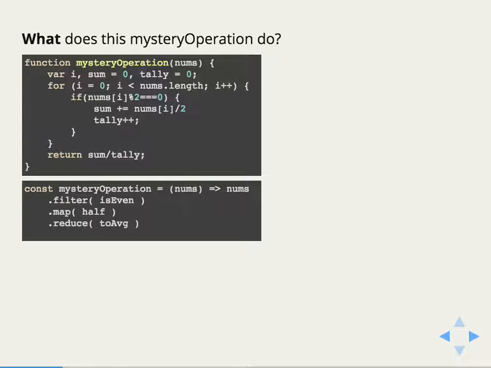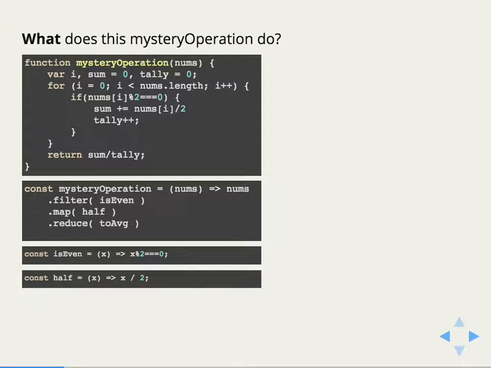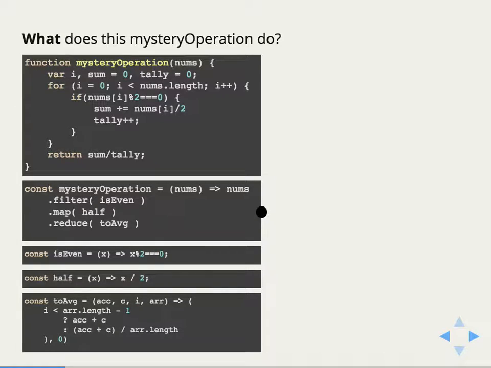So if we rewrite it to the what, let me back up. We have an array of numbers. We filter down to the evens. We map their halves, and then we reduce to an average. And that's where, of course, is even, half, and to average are just pure functions.